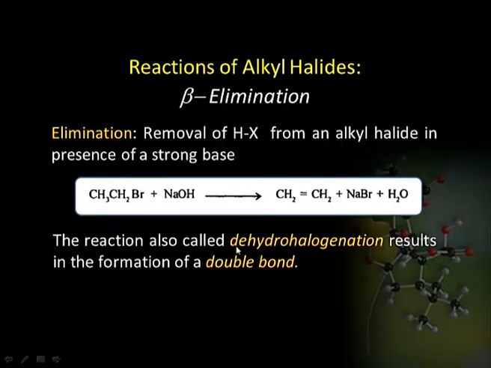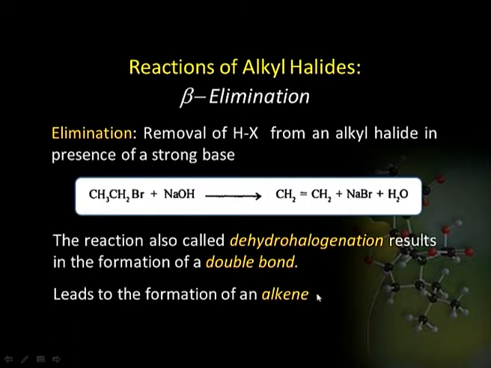Because this involves the removal of HX or some other halide, the reaction is also called dehydrohalogenation, and it results in the formation of a double bond. Thus, it leads to the formation of an alkene. In fact, dehydrohalogenation and beta eliminations are the methods of preparation of alkenes.